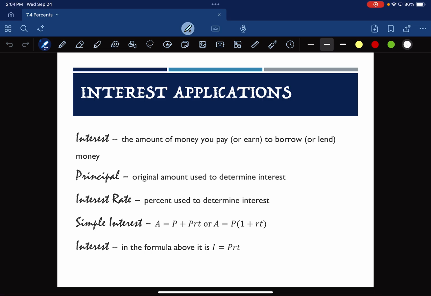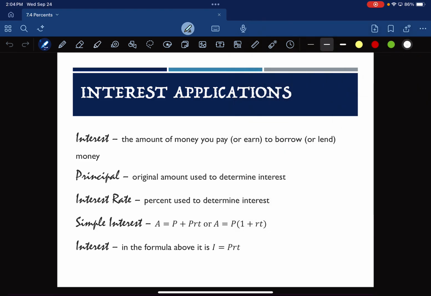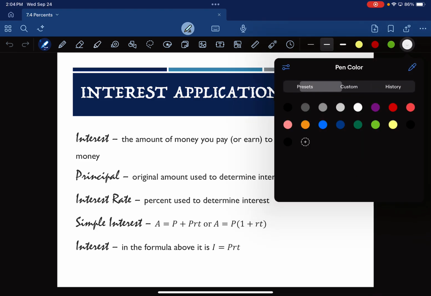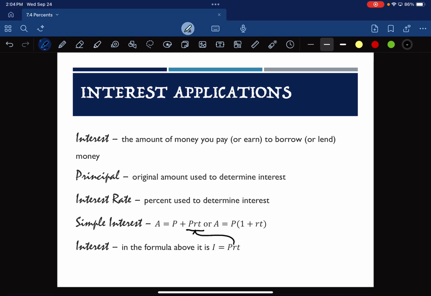And the interest part is actually right here showing up. So the interest, PRT, is part of the formula for finding simple interest. It's this piece right here, A equals PRT.